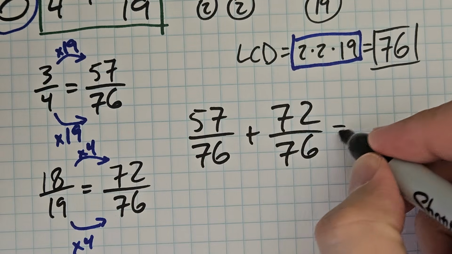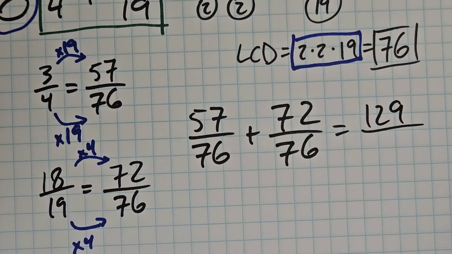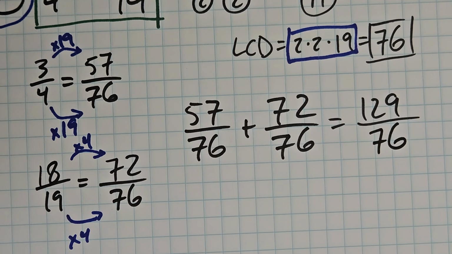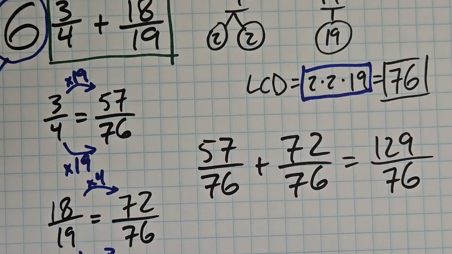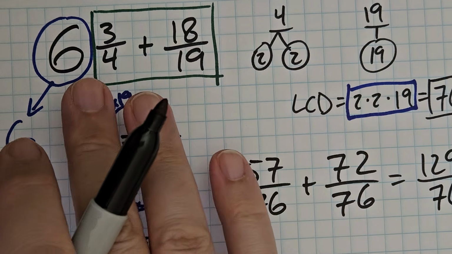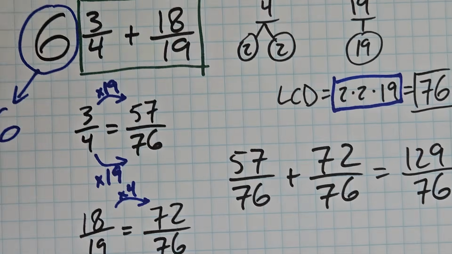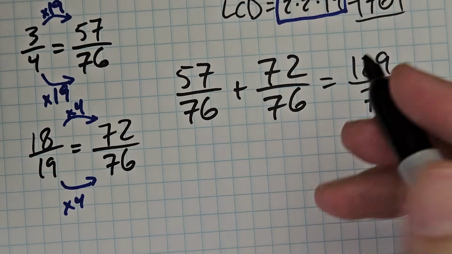Now I just add the numerators together. That would be 129. And the denominator stays the same. Let's see, did I get all that right? 57 plus 72, yep. Okay, so I get 129 over 76. Now that is an improper fraction, which normally I would just leave that way. But since this problem started with mixed numbers, that's clearly an indication that they're looking for mixed number form for our answer. So we're going to convert this improper fraction to a mixed number by division.